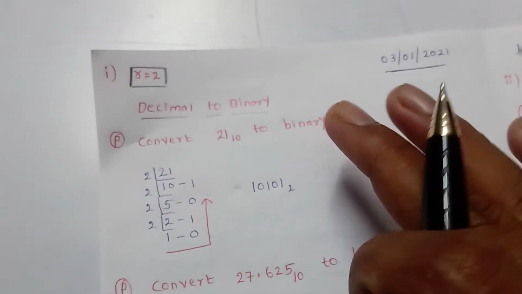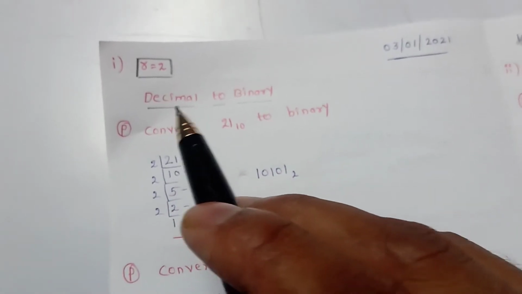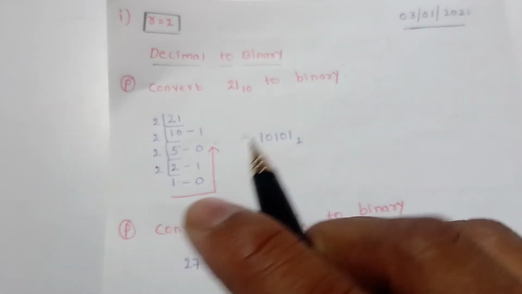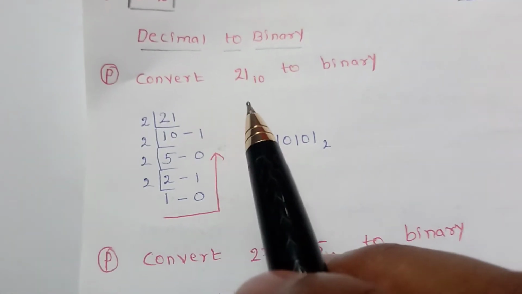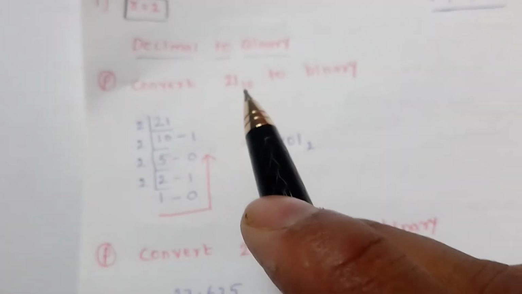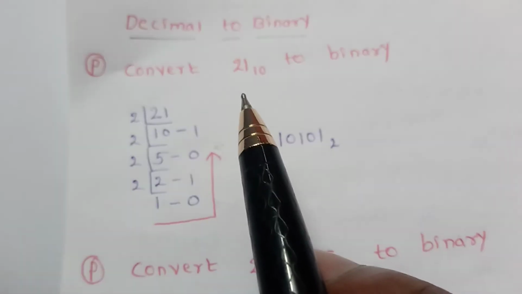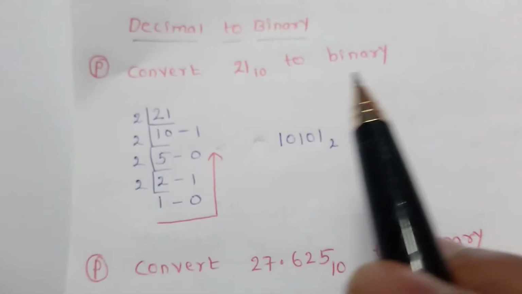Now we will see some examples based on this. First of all, in the first case, let us assume that radix is 2. That means I am going to convert decimal to binary. Now let us take this example: convert 21 base 10 to binary. Now I am dividing 21 with the given radix. What is the given radix? 2, since it is binary.